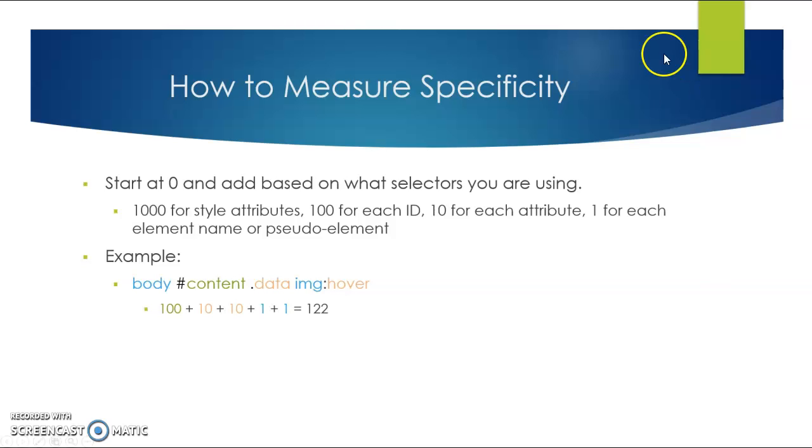So for example, the body is given 1 point. Content, since it's an ID, is given 100. Data, since that's a class, is given 10. An image is given 1 point, and hover is given 10 points. So that has a point total, weight total of 122.